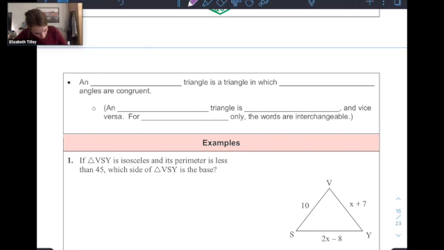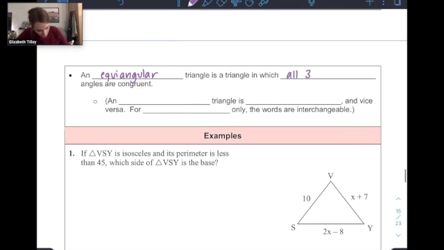An equiangular triangle is a triangle in which all three angles are congruent. So an equiangular triangle is a triangle in which all three angles are congruent. Try saying that word. You'll probably struggle. It's not easy to say, which is why we have a better catch-all word for that.